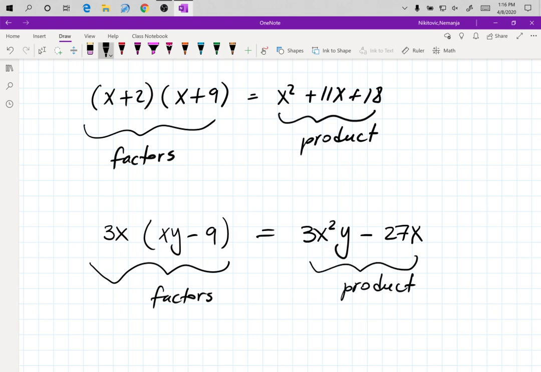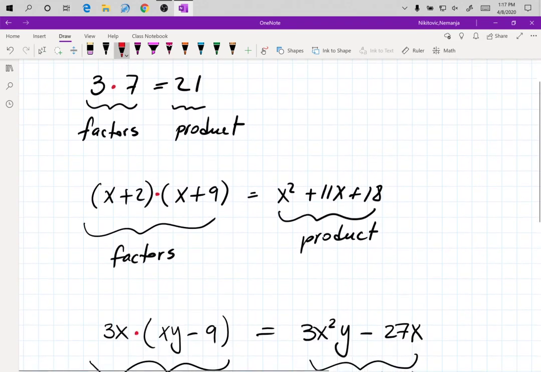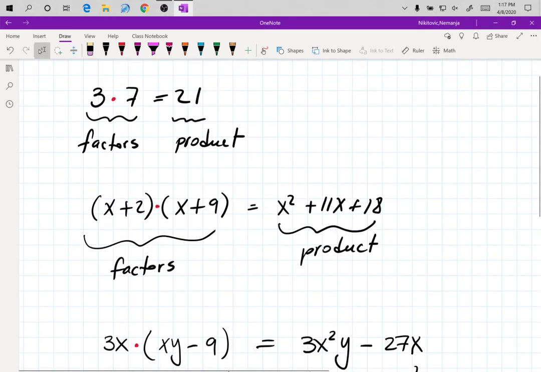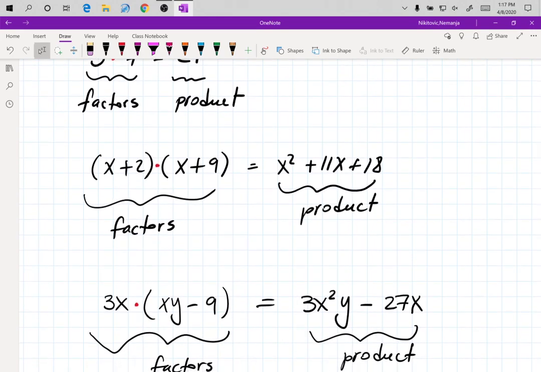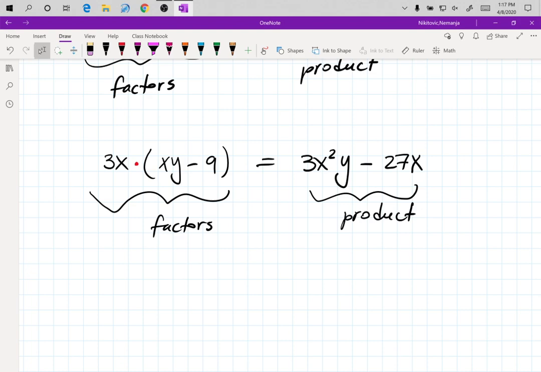It doesn't matter, as long as you are multiplying 2 entities, and I'm going to say times, and times, right? I'll put that in red. So it's clear that you have multiplication of 2 of something, whether they're numbers or polynomials, also distribution through polynomials. As long as you're multiplying 2 quantities, you have factors on the left and the product on the right.